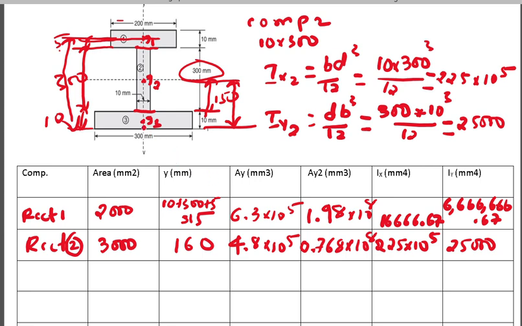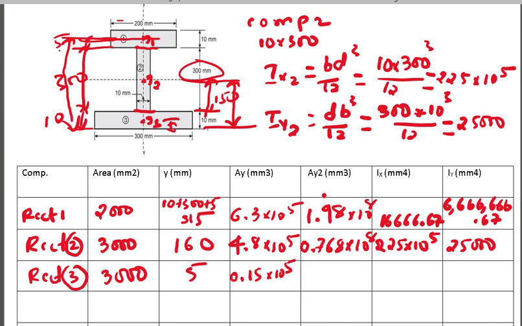For component 3, what is the area? That is 300 into 10. Write down, this is the third rectangle. The area of component 3 is 300 into 10, which becomes 3000. Now, what is the distance between the centroid of component 3 and the x-axis? That is 5. Now 3000 into 5, how much will it become? 0.15 into 10 to the power of 5.